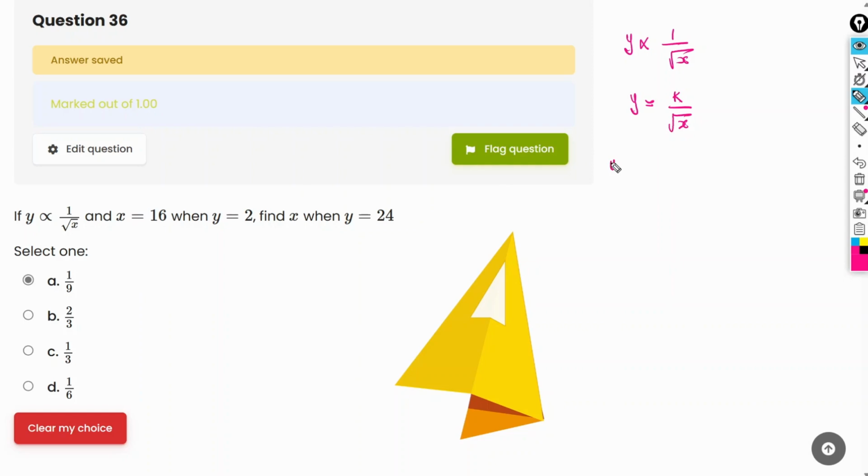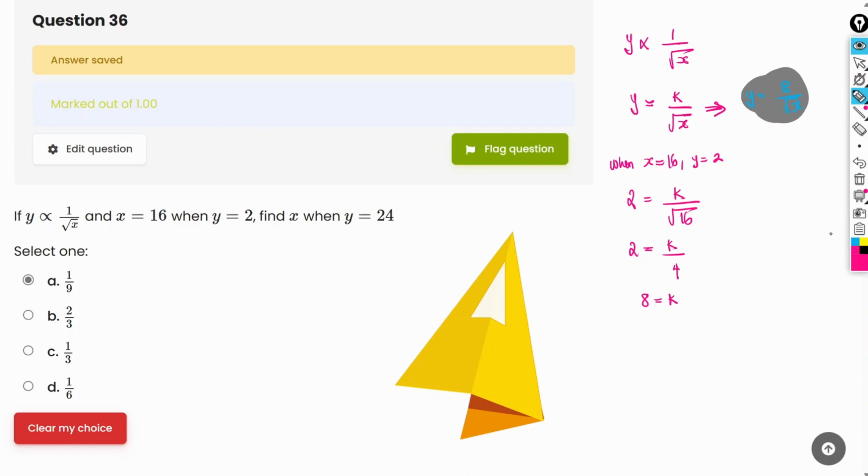We are told that when x is 16, y is 2. So I can substitute in. I'll have 2 is equal to k over root 16. That means 2 is equal to k over 4, which means k is 8. You can rewrite this setup as y is equal to 8 over root x. That's your standard relationship that exists between all of that: y is equal to 8 over root x.